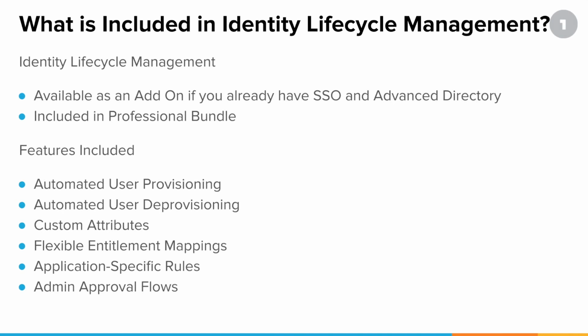You can purchase Identity Lifecycle Management as an add-on if you've already purchased the base SSO package and Advanced Directory. Or you can simply purchase the professional bundle. And this includes SSO, Advanced Directory, Identity Lifecycle Management, plus HR-driven identity and MFA, all for the same price. The features that are enabled when you have purchased Identity Lifecycle Management include automatic user provisioning and deprovisioning, as well as the ability to create custom user attributes, assign user permissions or entitlements within the applications, modify other user attributes within the applications through rules, and control when a user is created, updated, or deleted within an application through an admin approval process.